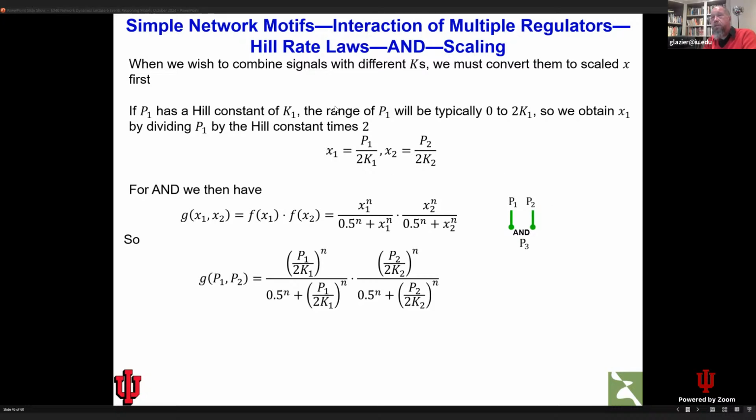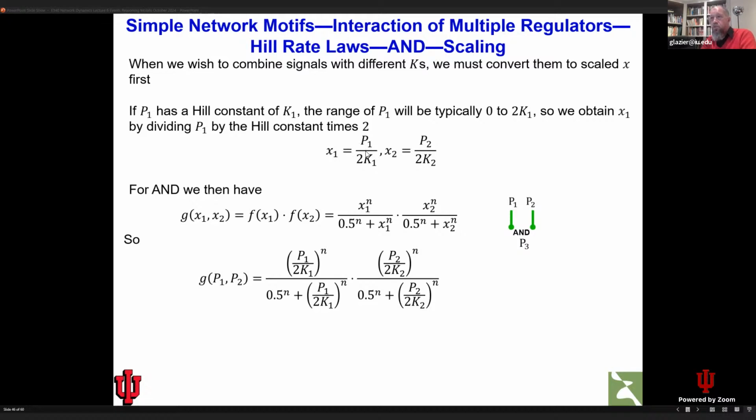If we have signals that have different k values, then we have to rescale everything with respect to the k. And so things become a little bit more complicated. If P1 has a Hill constant of K1, its range will be between 0 and 2K1. To make it possible to combine things, we have to convert them to something in the range 0 to 1. So we divide by 2K.